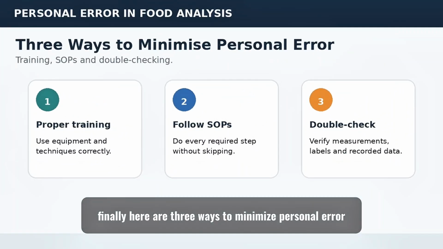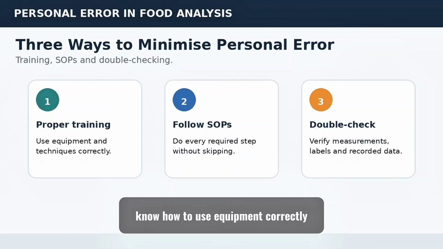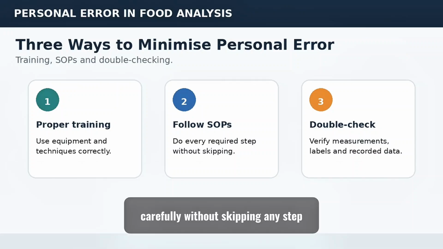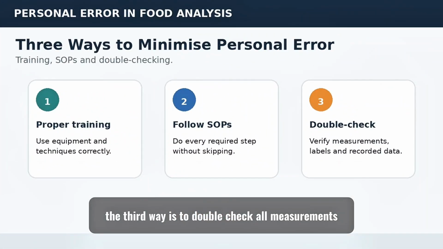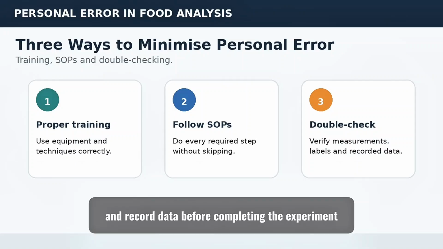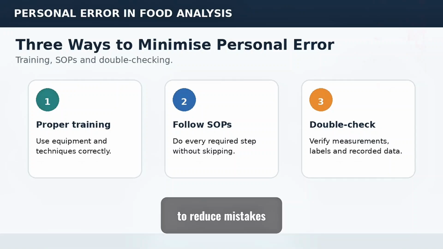Finally, here are 3 ways to minimize personal error in a real laboratory. The first way is to provide proper training, so all laboratory personnel know how to use equipment correctly and perform the analysis properly. The second way is to follow standard operating procedure or SOP carefully without skipping any step. The third way is to double-check all measurements, calculations, sample labels, and record data before completing the experiment. If possible, another person should also verify the work to reduce mistakes.